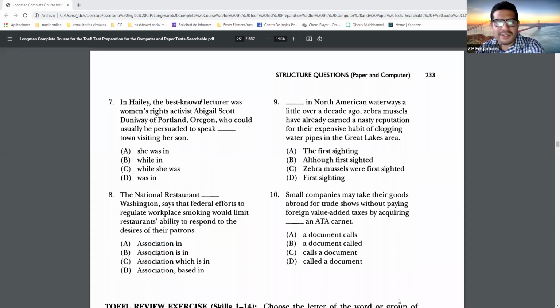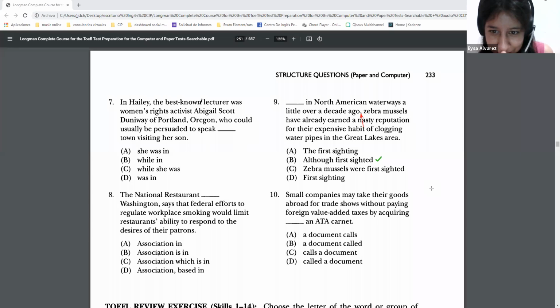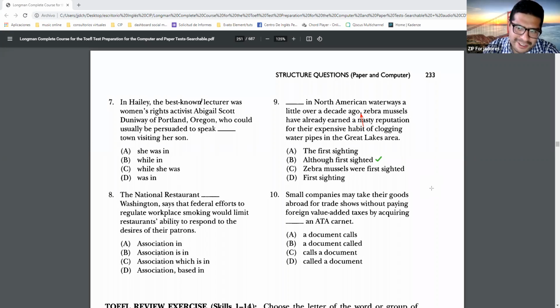All right, excellent. So let's go with number 9. With number 9, I chose letter D. D is letter B. Okay, the letter B. So you have a comma. That means that it is either an adjective clause at the beginning of the sentence or an adverb clause.